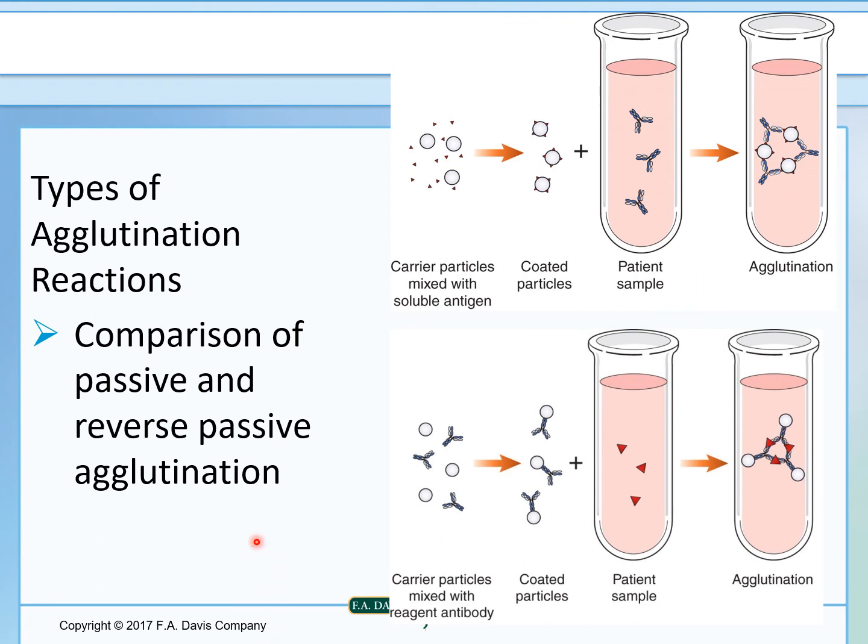This figure just gives a quick summary comparing the types of agglutination reactions, particularly the passive and reverse passive agglutination. On the top is an example of passive agglutination, in which antigen is attached to the carrier particles, and agglutination occurs if antibody is present in the patient sample, as opposed to the reverse passive agglutination on the bottom, in which carrier particles are attached to antibody, and agglutination occurs if antigen is present in the patient sample.